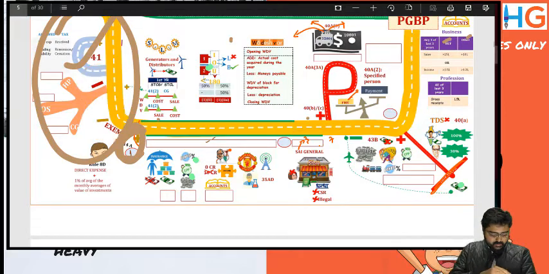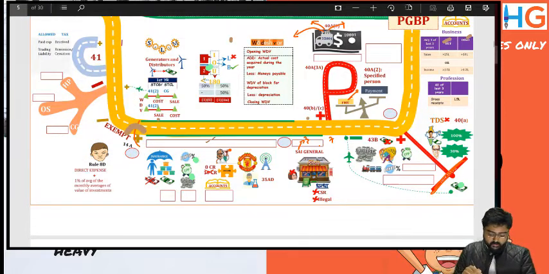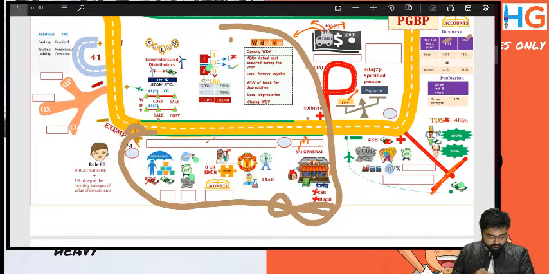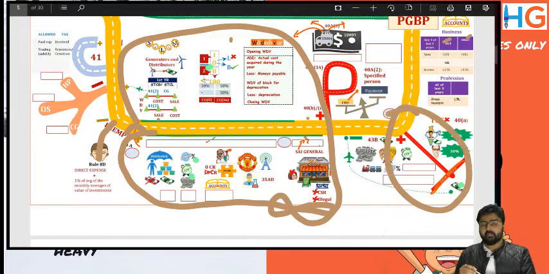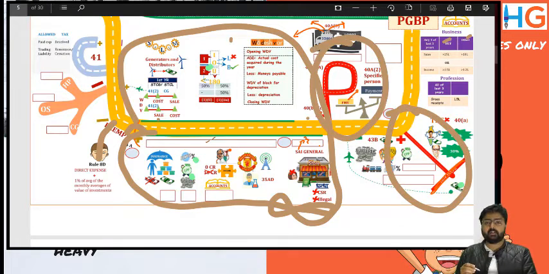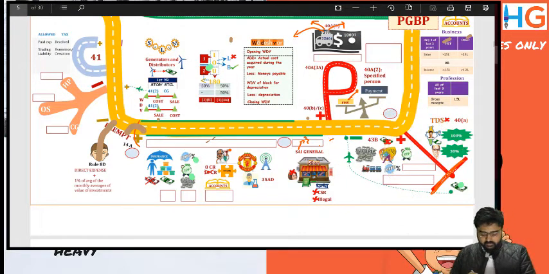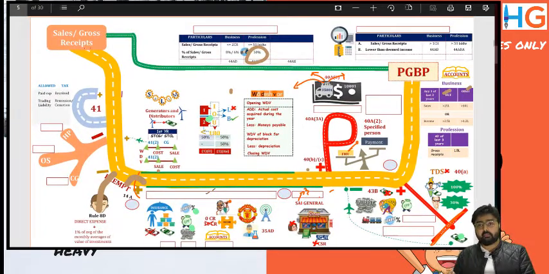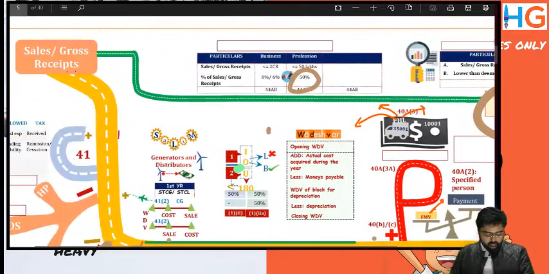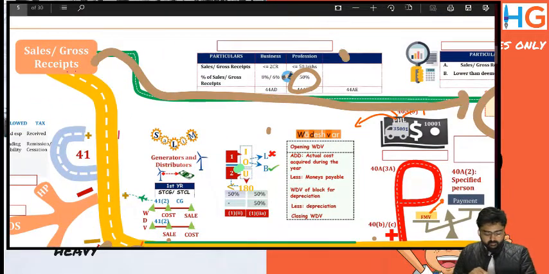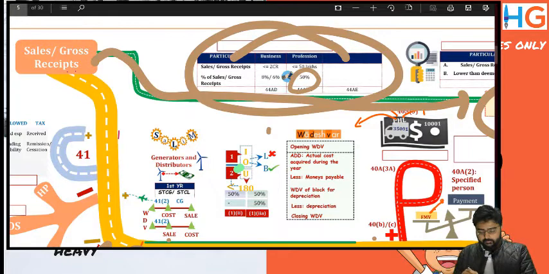For claiming a deduction or expense, three conditions are to be satisfied. It should be covered under section 32 or 37. It should not relate to exempt income, and it should not be permanently or temporarily disallowed. If these three conditions are satisfied, we'll claim the benefit of the expense. We'll calculate PGBP, or use the shortcut, sales directly to PGBP, presumptive taxation. That's it for today. We'll discuss depreciation tomorrow.